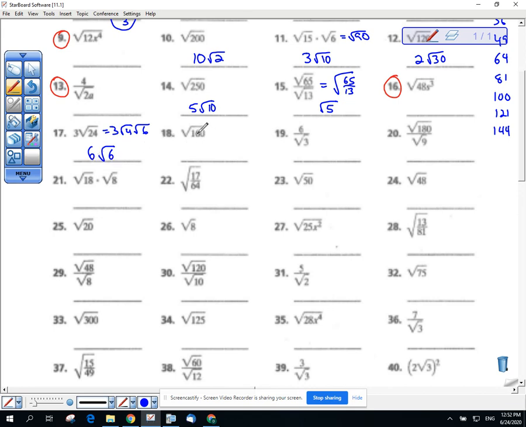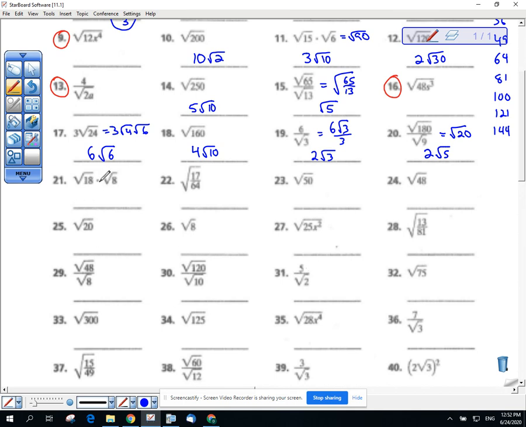Okay. Here you could take out a 16. Root 16 root 10 would be 4 root 10. Here you could rationalize the denominator by multiplying by root 3 over root 3. That would be 6 root 3 over 3. And then 6/3 reduces to 2. This is 2 root 3. Here you can divide just like you did this one up here. 180 divided by 9 is 20. So this is like saying root 20. Don't stop there because you can simplify that by taking out a 4. Root 4 root 5 would be 2 root 5.